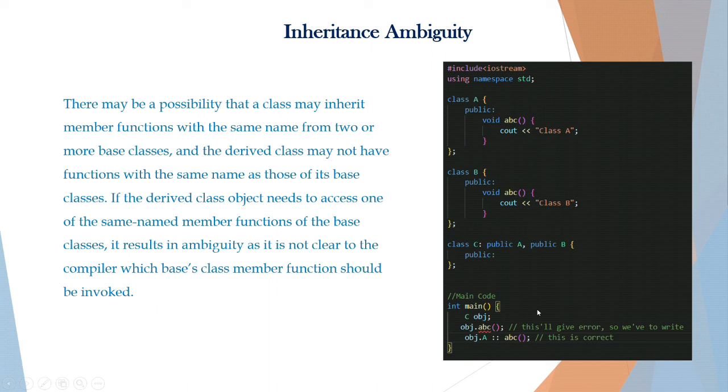These things are called ambiguity, when the same function name exists in two different parents, so the compiler sometimes becomes confused. This is called inheritance ambiguity. So that's all about inheritance. I hope you have understood this. Now we will learn about polymorphism.